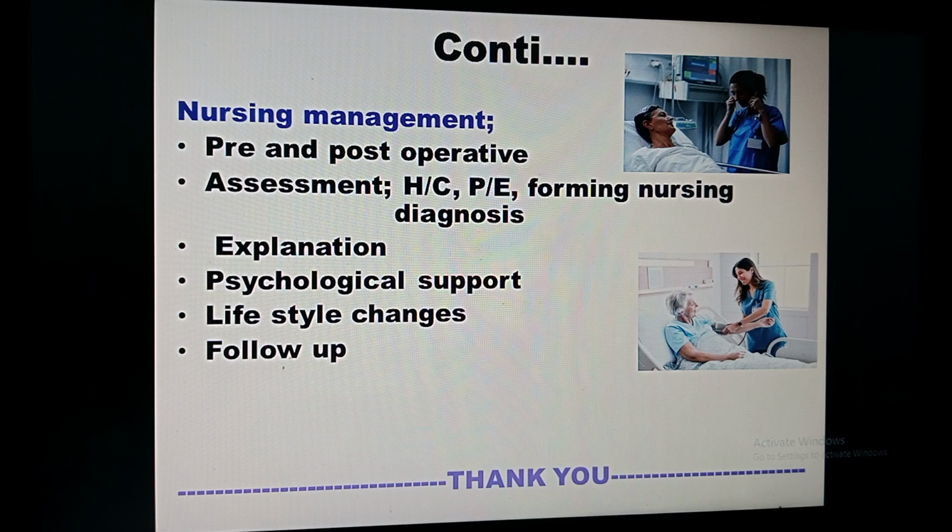stress-free life, and balancing life. Everything is very important. Explaining, then follow-up whenever the doctor says, with a blood report, approaching the doctor. So all these are very important.